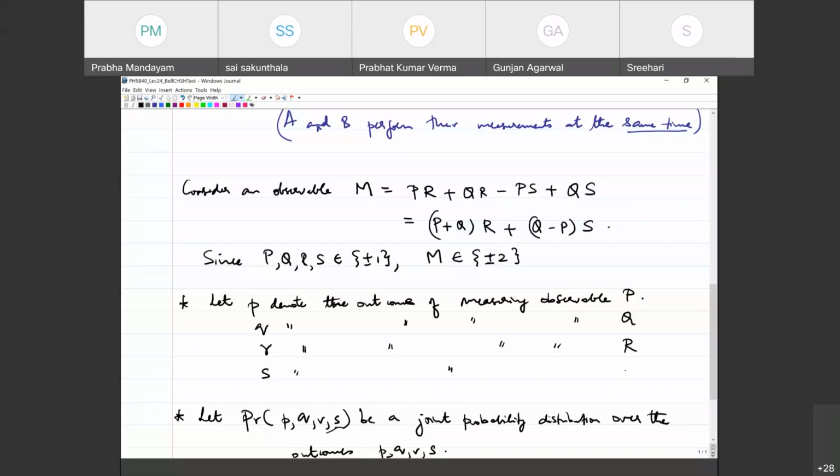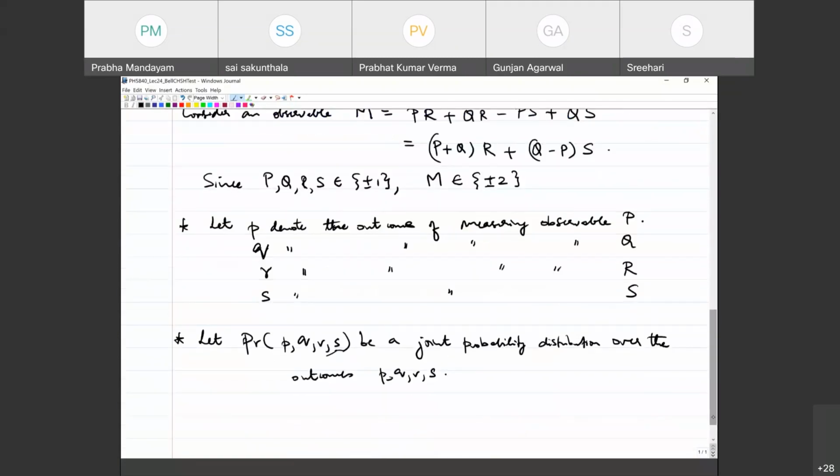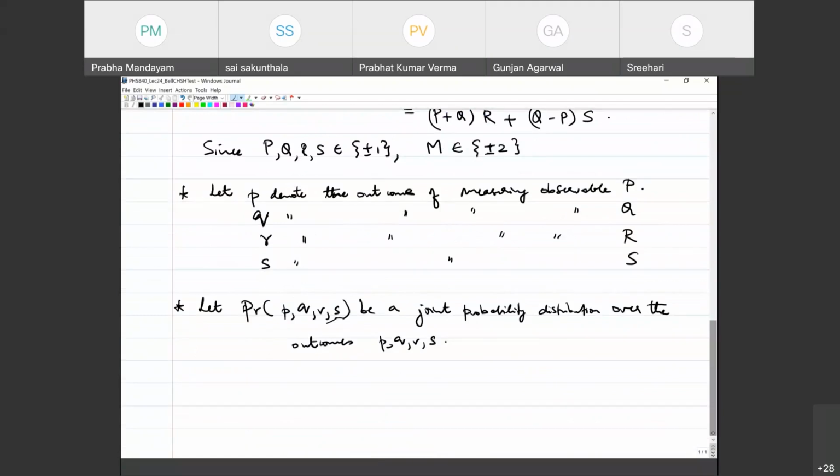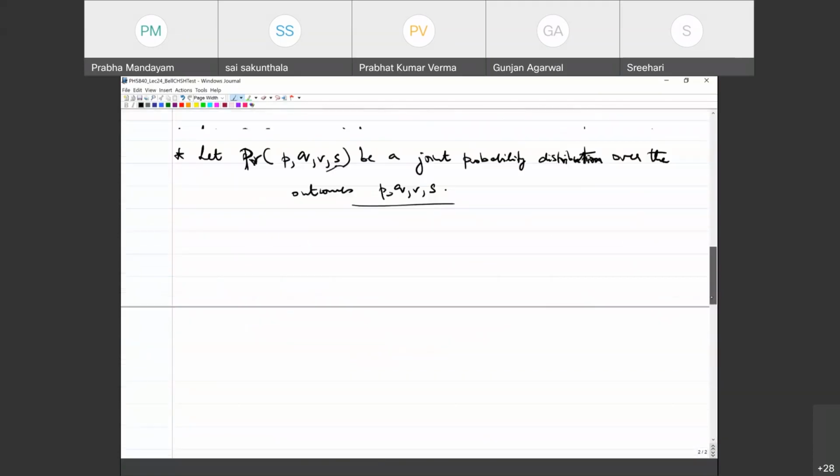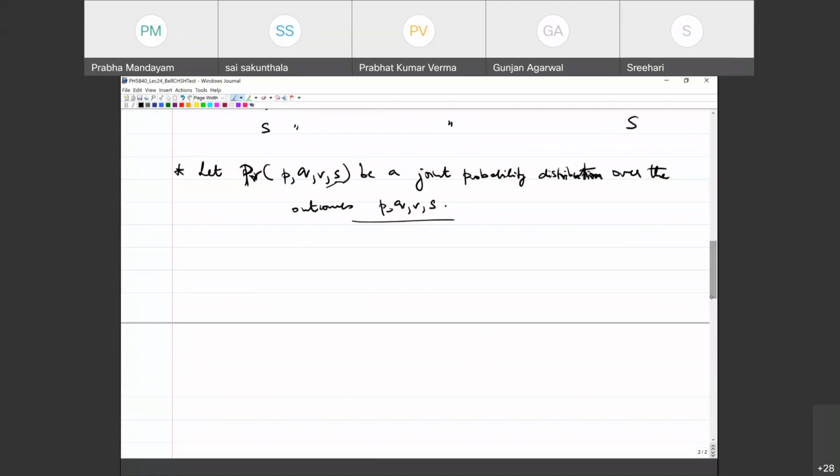So little p, q, r, and s will denote the outcomes. It's not so important, but I just want to write this formally. So let p(pqrs) be some function. It's a joint probability distribution over these outcomes pqrs, right? These outcomes can take values plus minus 1, of course. We already said that. So now if you have an underlying probability distribution from which these are taking on values plus or minus 1, one can write down an expectation value, right? We can write down an average.